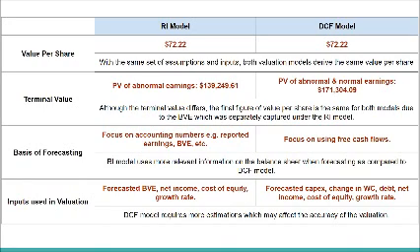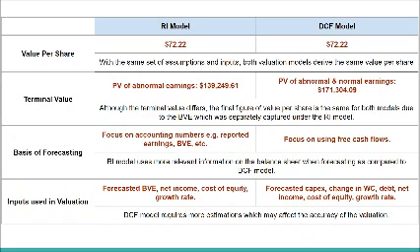For the basis of forecasting, the residual income model focuses more on accounting numbers such as reported earnings, net income, and book value of equity, whereas the discounted cash flow model only focuses on free cash flows. From this, our conclusion is that the residual income model uses more relevant information on the balance sheet when forecasting as compared to the discounted cash flow model.